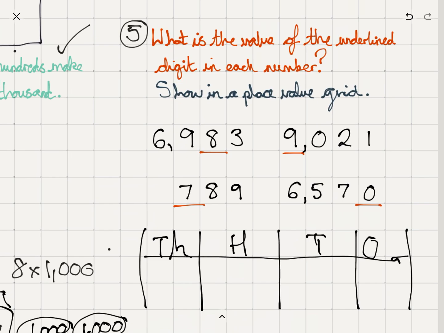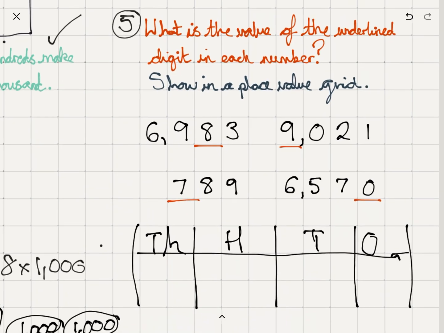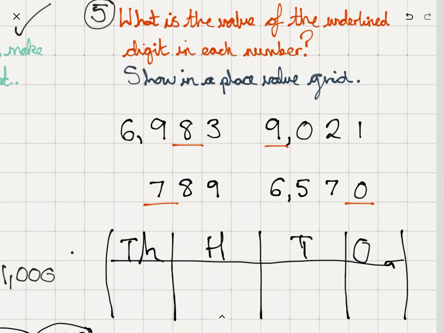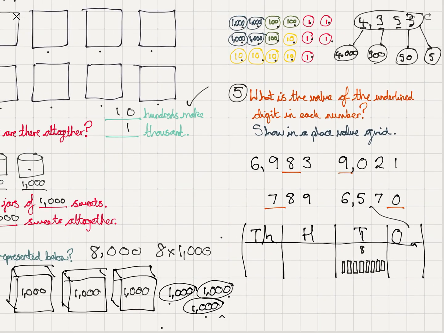So what is the value of the underlined digit in each number? It's not just asking you to show me the value, it's also asking you to put it in a place value grid. So I showed you this again on the help page. We're going to go over each one at a time. So here we've got the number 6,983. And the digit underlined is the 8, which is 80. So that needs to go in the tens column. So you either write 8 or you do 8 long ones like this to represent a 10 each time. 4, 5, 6, 7, 8. Okay, so that's our first one.